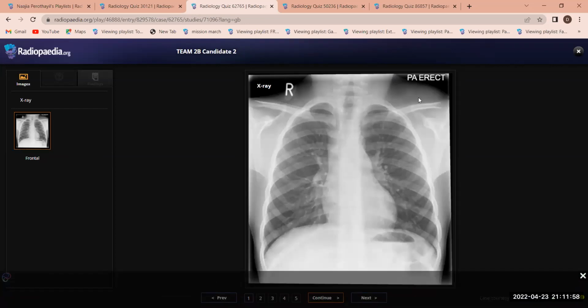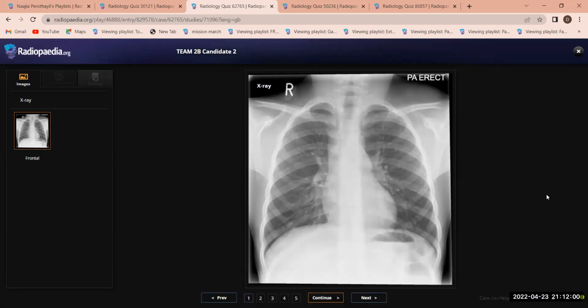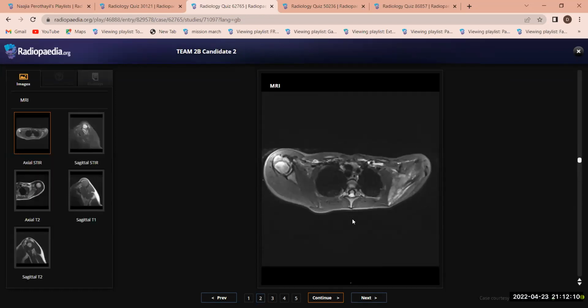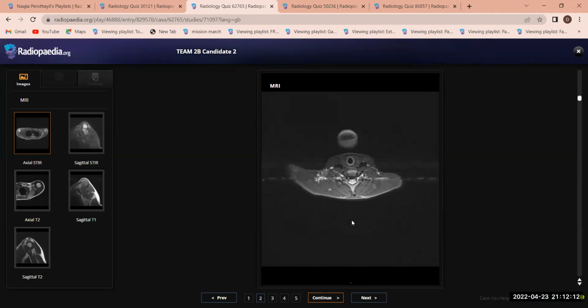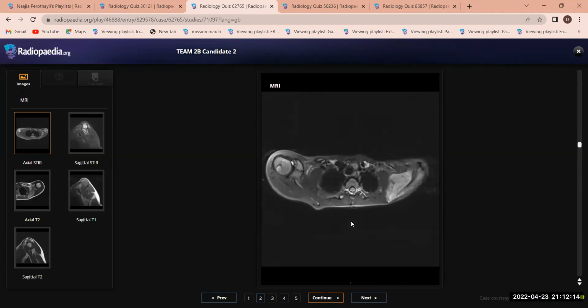So that is the history that we would ask for. And this was a scapular lesion. Always, when we don't see something on the chest, we have to look at the review areas, which you correctly picked up. And on the MRI, again, you have given all the differentials: Ewing's, osteosarcoma, and LCH. So that was good.